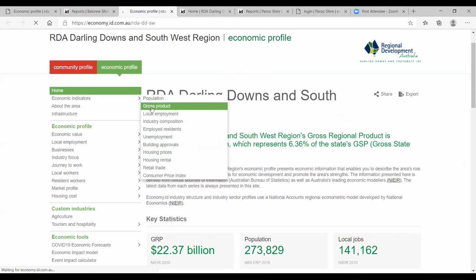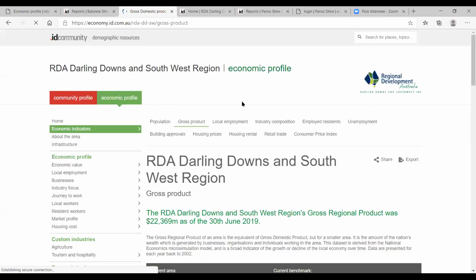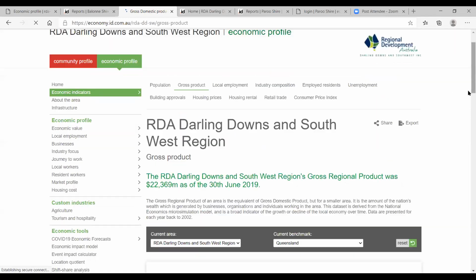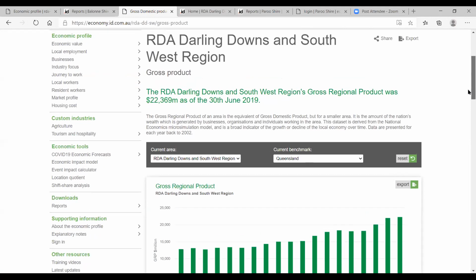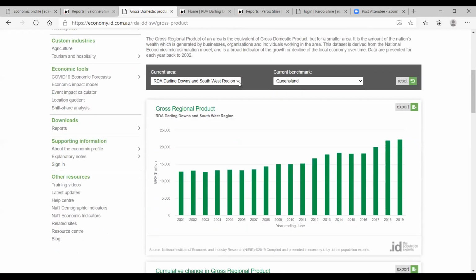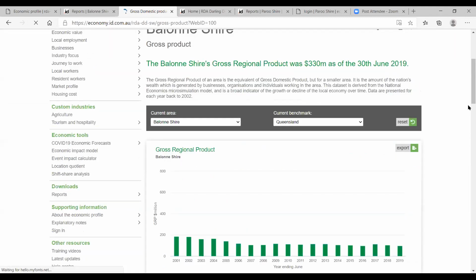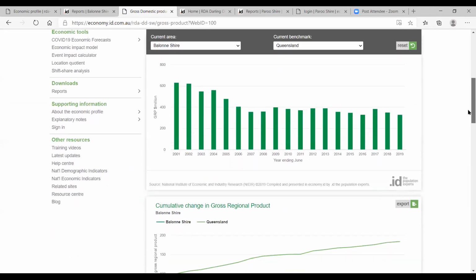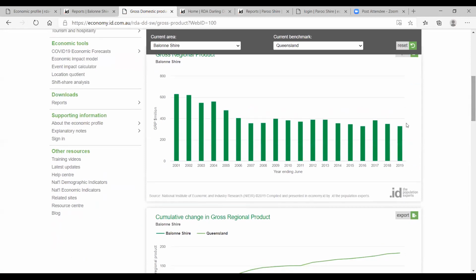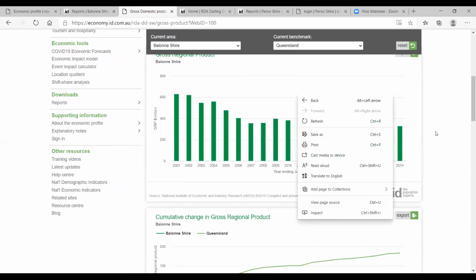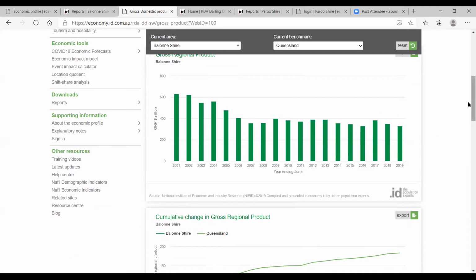So the economic indicators, the first thing I go to is gross product. And what I'm going to do, you'll notice I'm on the RDA Darling Downs and Southwest region. Just go straight to my drop down, click Balonne Shire, and it'll give me the data for Balonne. Okay, so I can see this is the chart that I copied and pasted straight into my PowerPoint presentation that I just had on before.